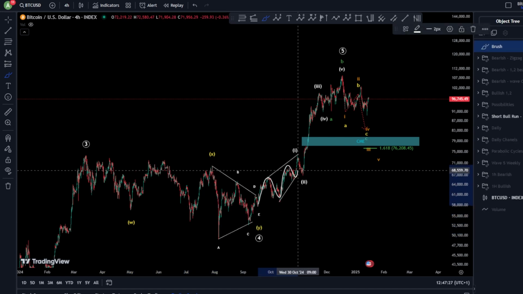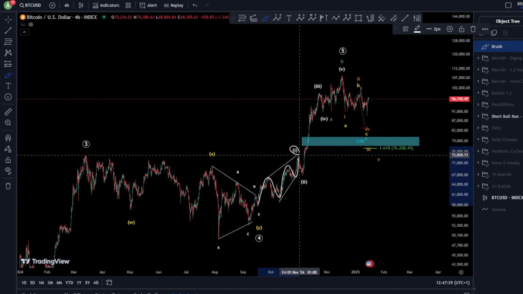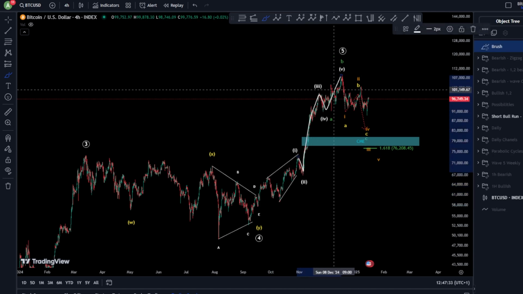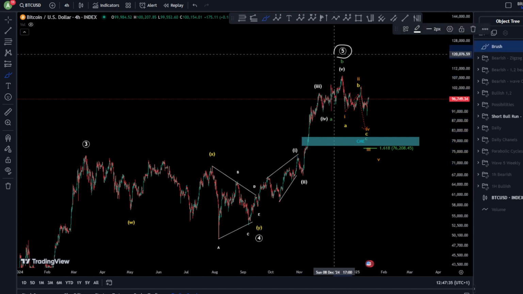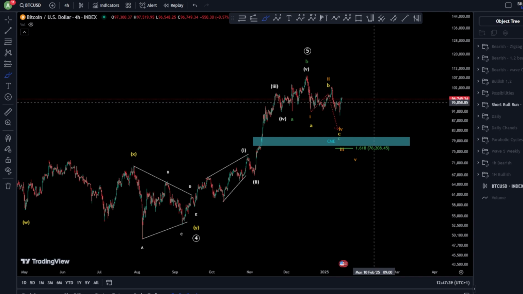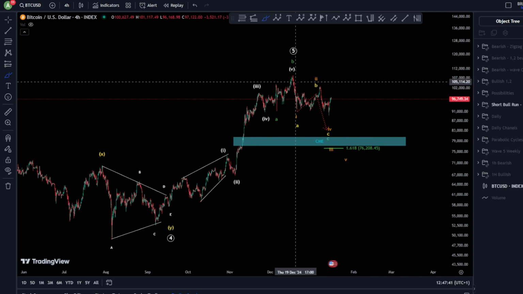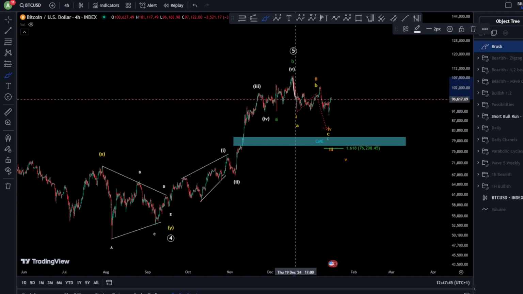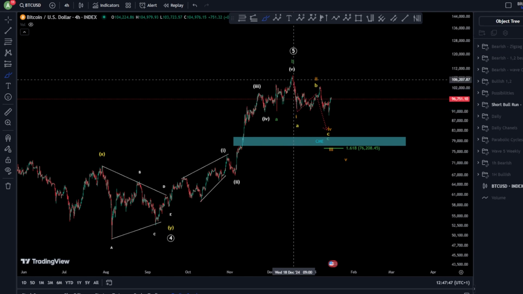Then 1, 2, 3, 4, 5, a leading diagonal for your wave 1, 2, 3, 4, and a 5, finished a bull run with a top at wave 5. After this, you are looking for a bearish scenario, meaning you would look for an impulse toward the downside. And this is what we got. So we got an impulse, which can be a wave 1.